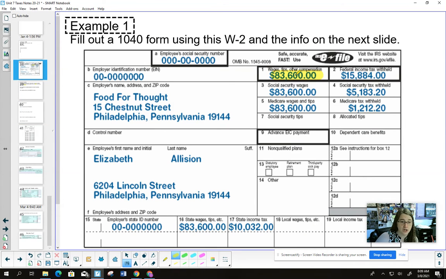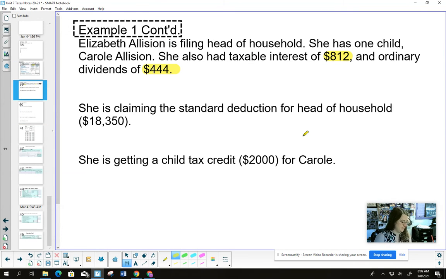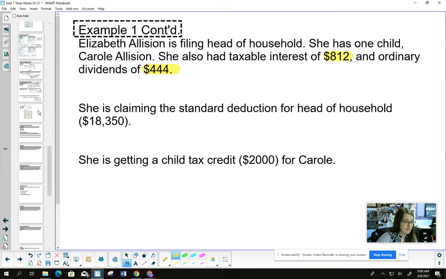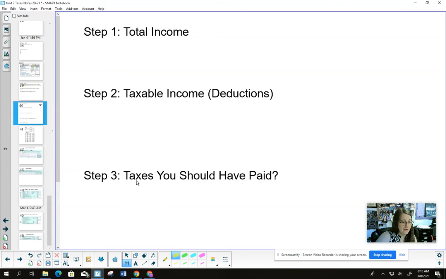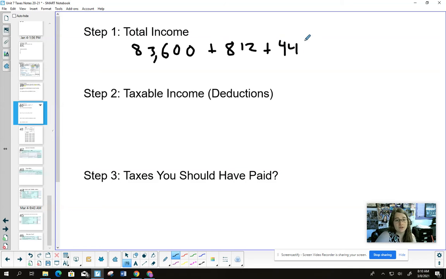Once again, here's the job. Make sure you got it written down, and these 2 things here. Okay, so her job was $83,600, plus $812, plus $444. Even if it's not from a job, it has to get taxed. So you have to report any income, even if it's not off of a job. This $812 was off of a savings account, and this was off of the stock market. So we got $84,856. So here is her total income.